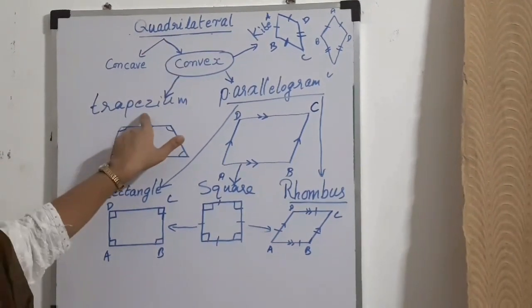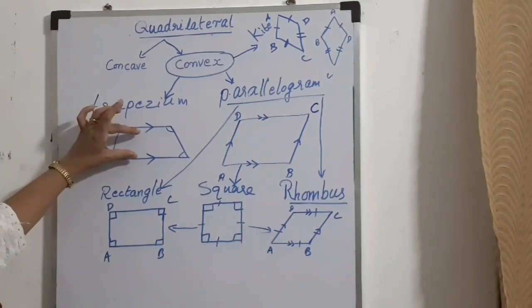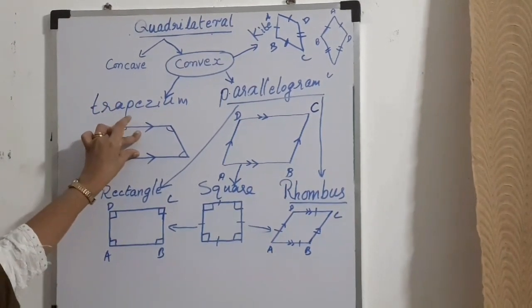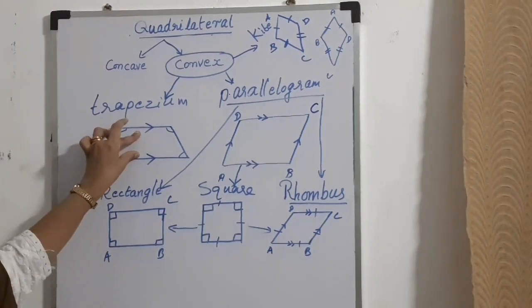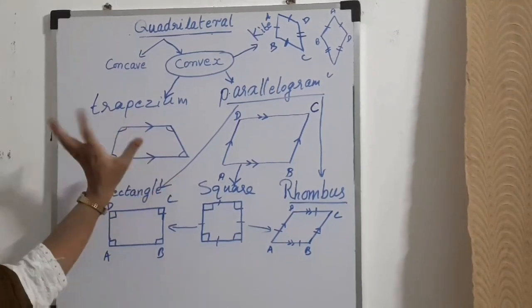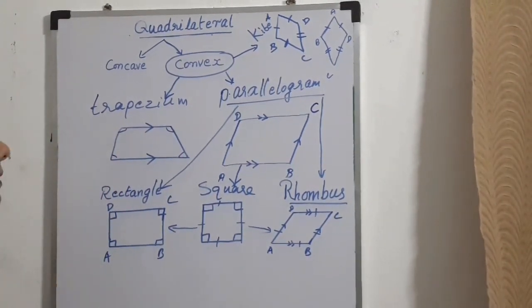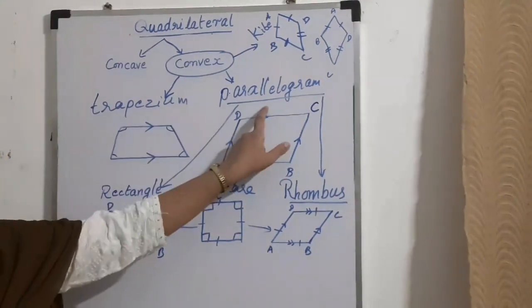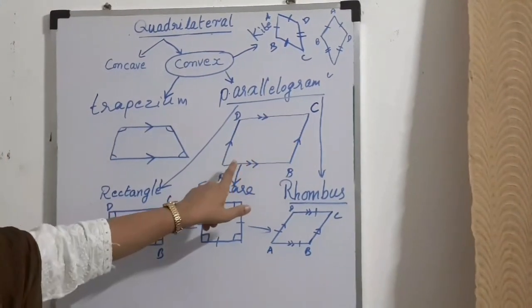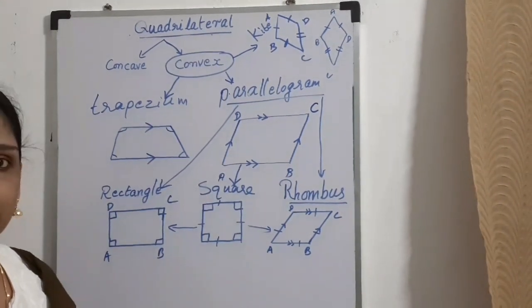So the first classification, trapezium. Trapezium means in a quadrilateral, if one pair of opposite sides is parallel, it is known as a trapezium. The other two sides will be non-parallel. If the non-parallel sides are equal in length, it is known as an isosceles trapezium. Next categorization, parallelogram. Parallelogram means two pairs of opposite sides are parallel to each other.